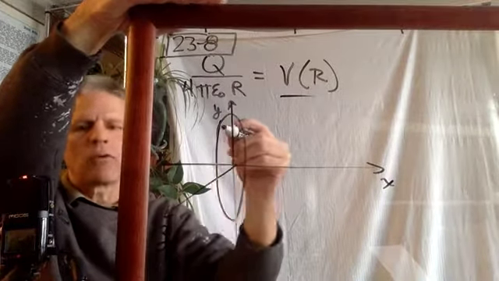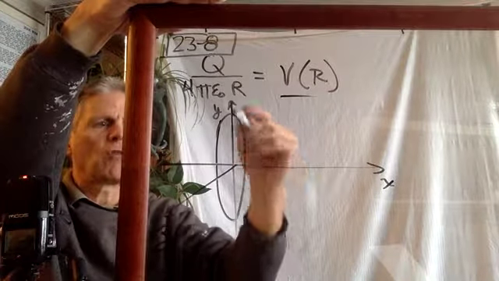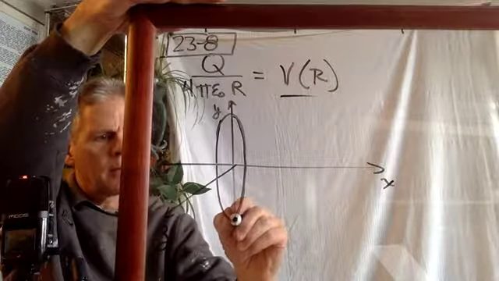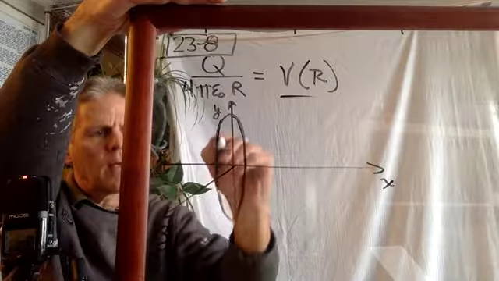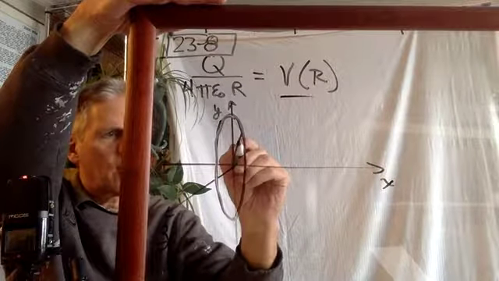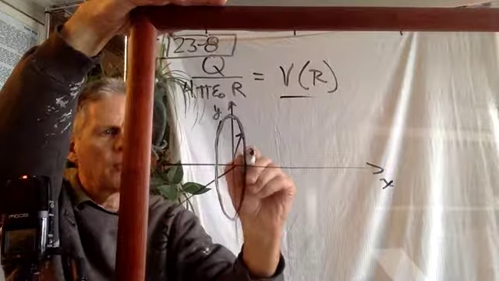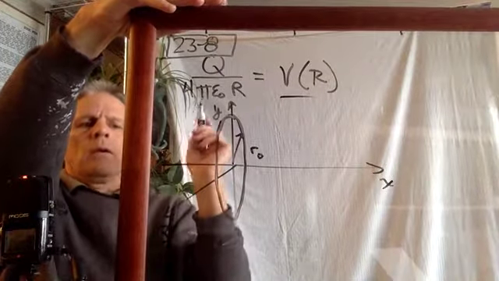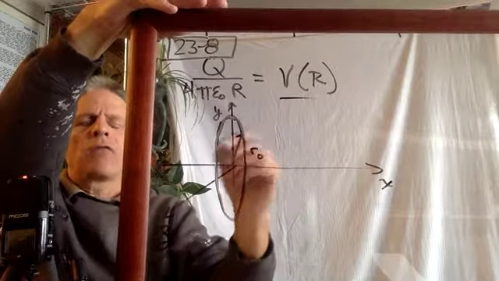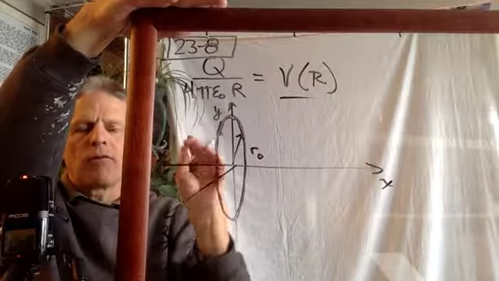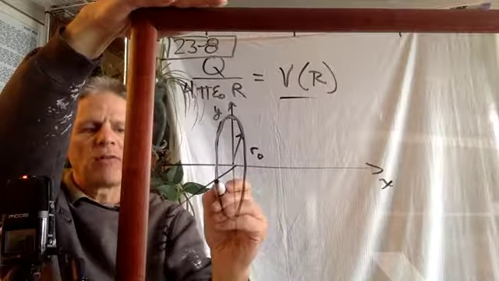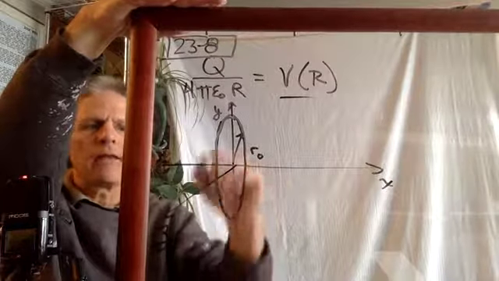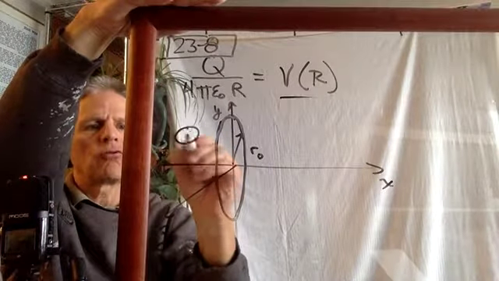What we are told is we have a uniformly charged conductive ring. It has some radius, I'm going to call it R0. It however has no thickness, so there is no dimension, there's no delta Z here. It's just a line that's uniformly charged. It has a total charge of Q.